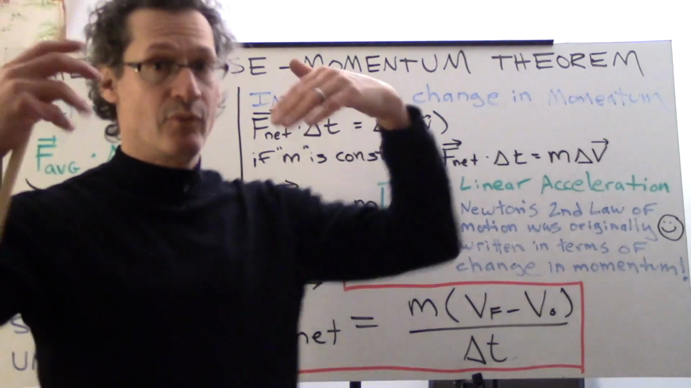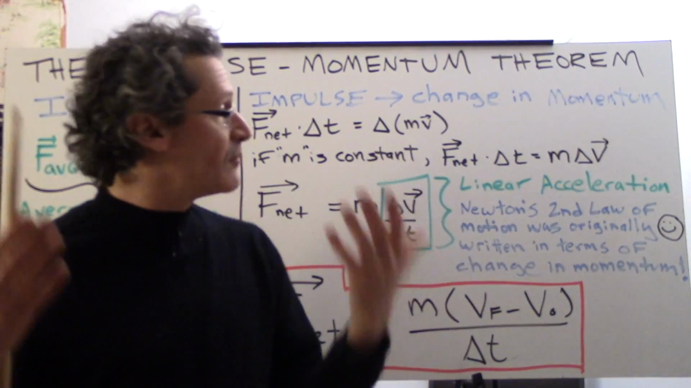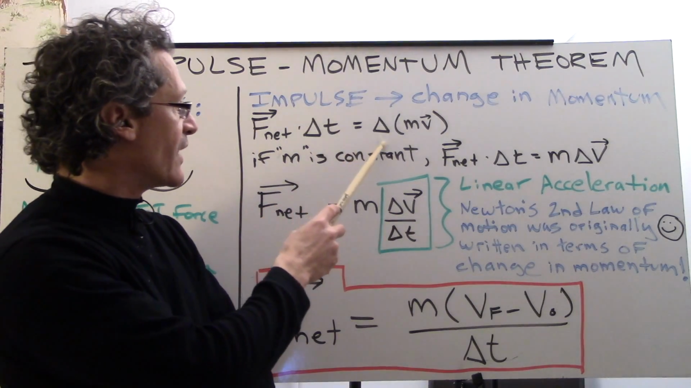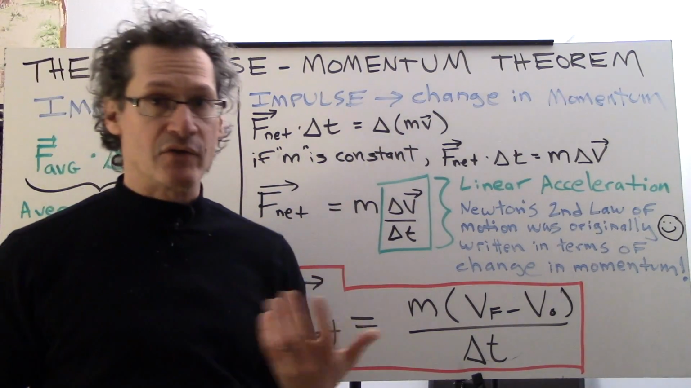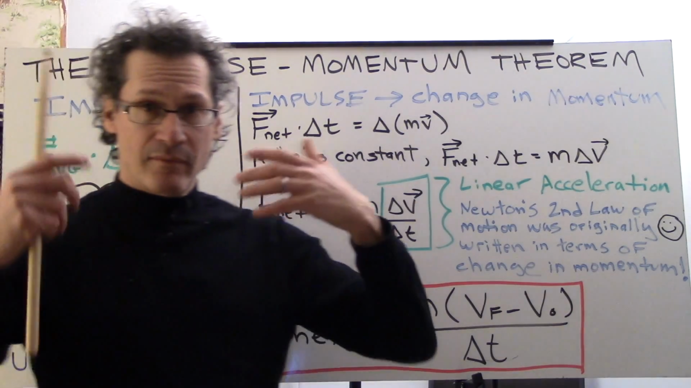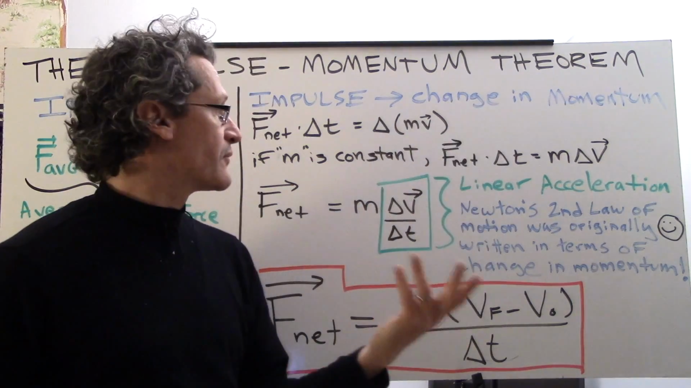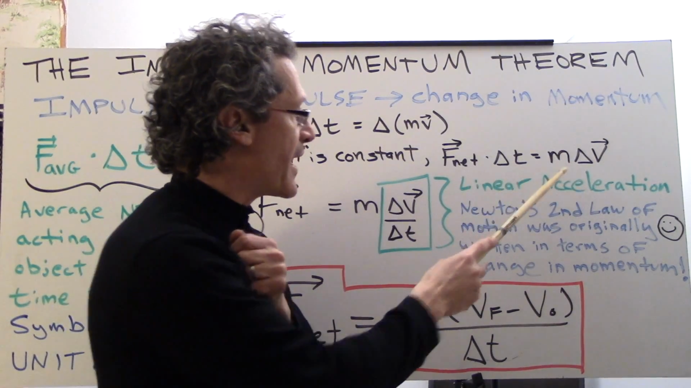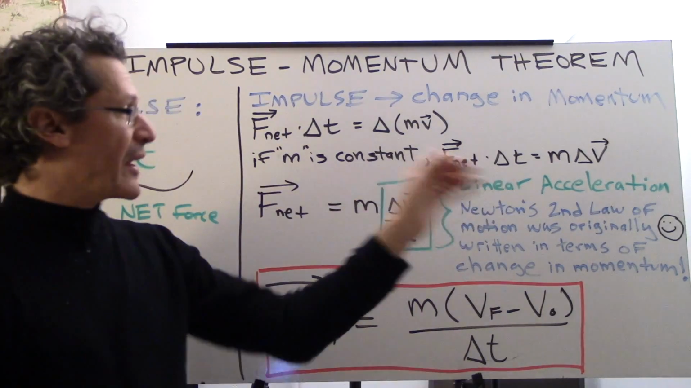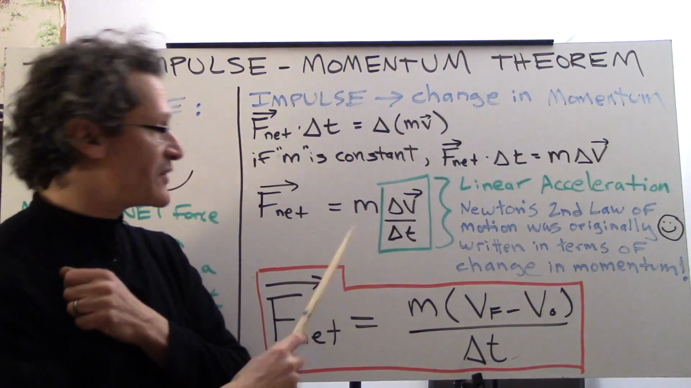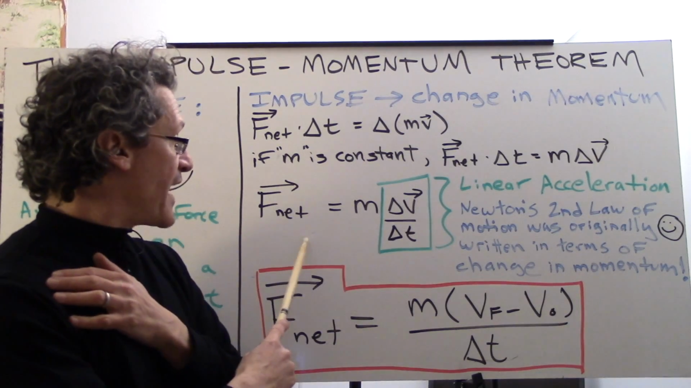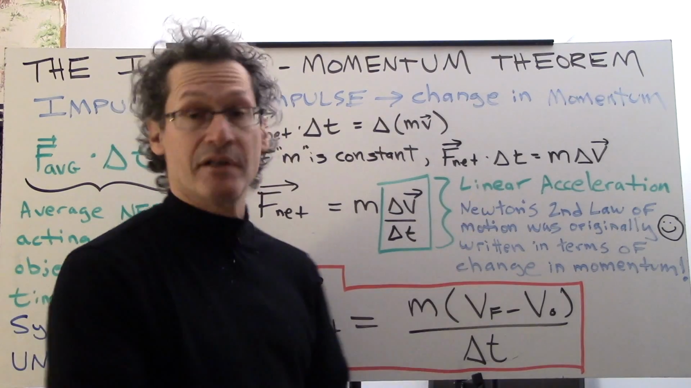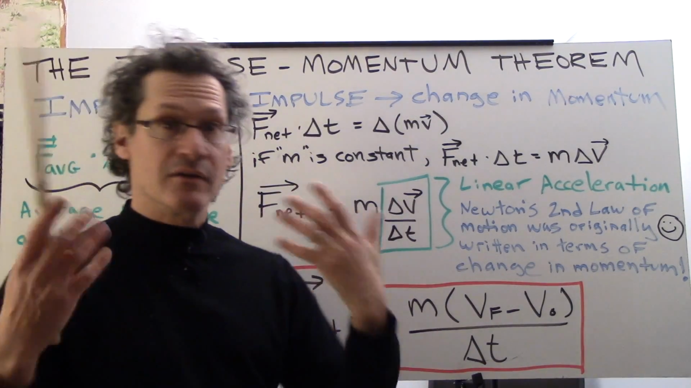An impulse will create a change in momentum. So F net times delta t equals delta mv, the change in momentum. Now let's consider if m is constant for a moment. Then we have F net times delta t equals m delta v. We rearrange this, divide both sides by delta t, and we get something quite familiar: F net equals m delta v over delta t. Well, delta v over delta t is actually linear acceleration. This is F net equals ma, Newton's second law.